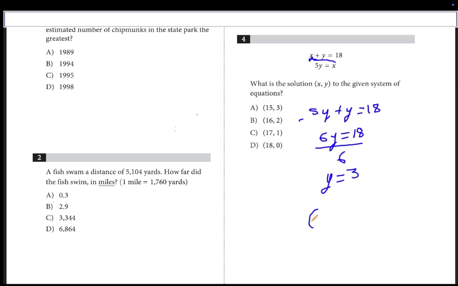So we know our solution is going to be x comma y, right? And based on that, we have our y value. So our solution is going to be x comma 3. Even though we don't have our x value, we can still answer the question just based on the y. As we look at our answer choices, only answer A has 3 as its y value. Therefore, we can say our answer is A.